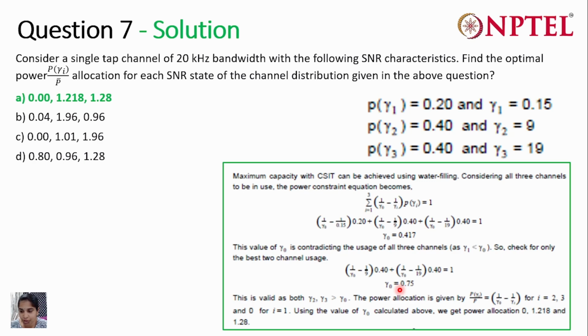So 1 by gamma naught minus 1 by gamma I. And we know that if gamma I is lesser than gamma naught, directly you take the power allocated as 0. So for the first one, you take it as 0 because gamma 1 is actually lesser than gamma naught. For the other two, you calculate the power allocation. You get 1.218 and 1.28. Is the idea okay?